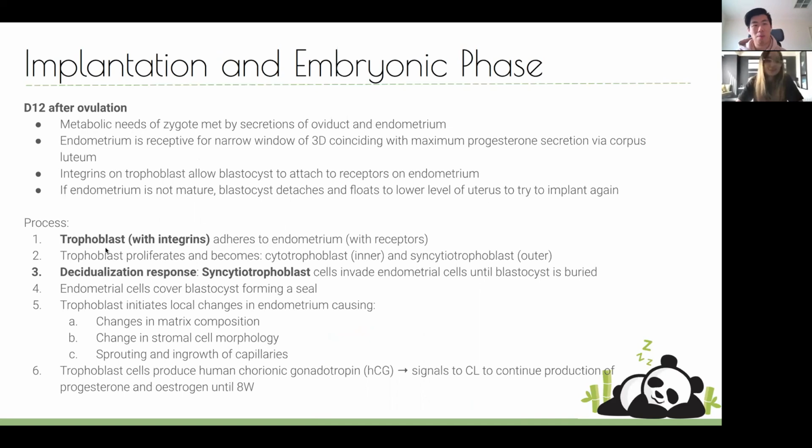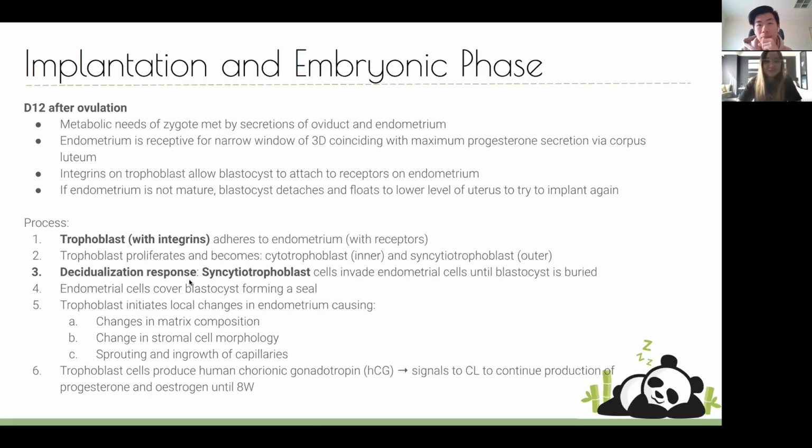So your trophoblast has integrins, and that allows it to adhere to the endometrium, which has receptors, and then the trophoblast proliferates and becomes your cytotrophoblast and your syncytiotrophoblast. And then the decidualization response occurs. This is actually important. I can't say it, but I swear it's important.